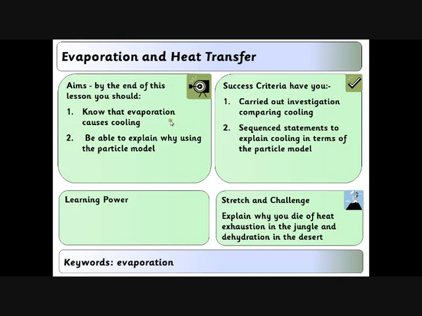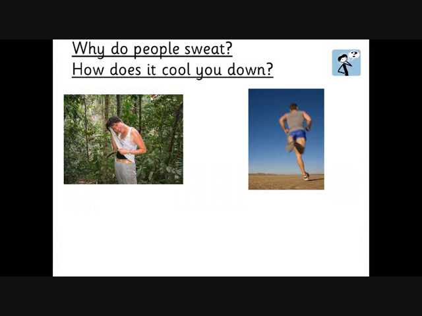So we've talked about the three different methods of heat transfer: conduction, convection and radiation. The last little part of this is about heat transfer by evaporation. This is probably the hardest part to understand because we have to try and get a particle model to explain this properly. So you'll know, I'm sure, that sweating is a way of cooling the body down.